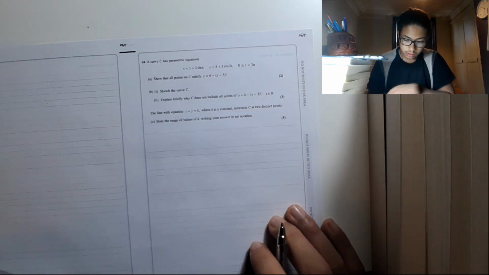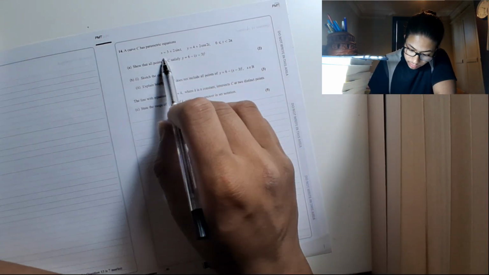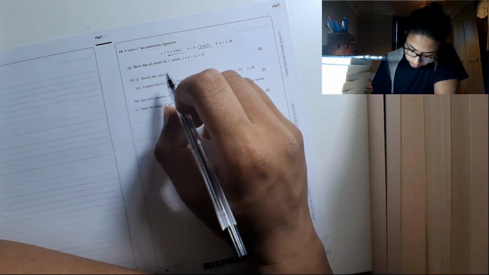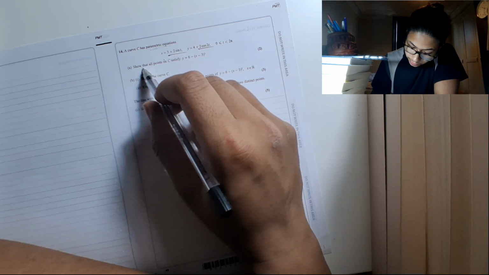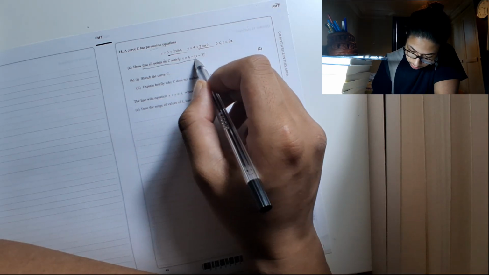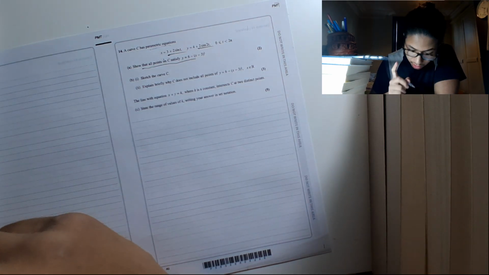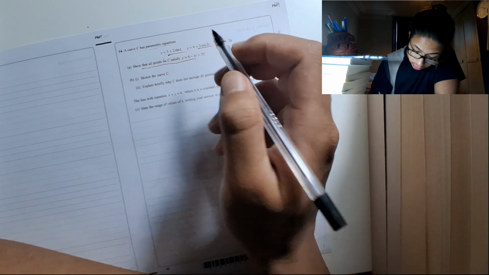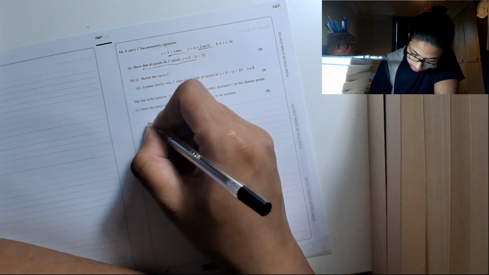How are you doing for parametric? Okay, we didn't learn this in IB, but I did a bit of it in my extended essay, so I think I should be able to show that all points on C satisfy. Never mind, I don't know how to do it. It says show. I'm just going to sub in and hope for the best.